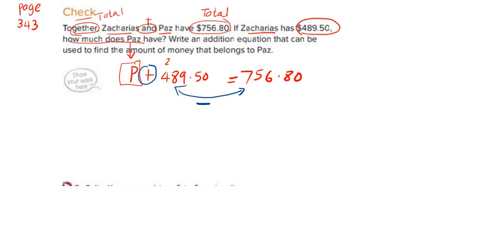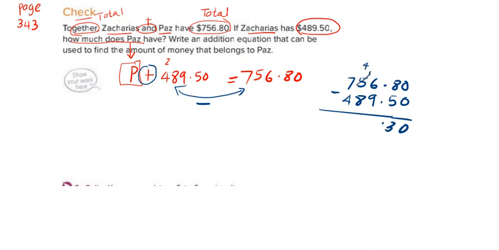If you go now to the next page, let's just do that for you quickly. 756.80, we're going to minus 489.50. Remember to line up the decimal points and the place values. 0 minus 0 is 0. 8 minus 5 is 3. 6, we cannot minus 9, so we have to borrow. 16 minus 9 is 7. 4, we cannot minus 8, so we're going to borrow again. 14 minus 8 is 6, and 6 minus 4 is 2. So that's the amount that Paz has.